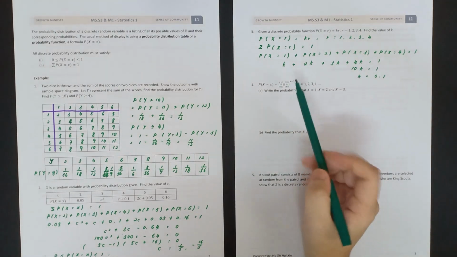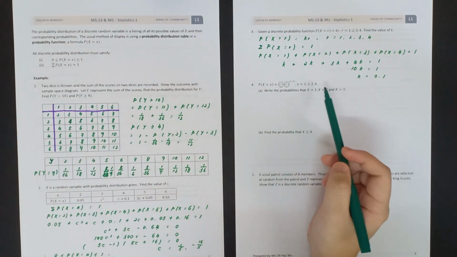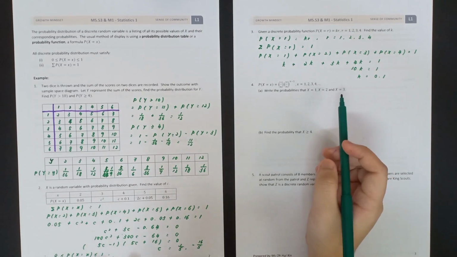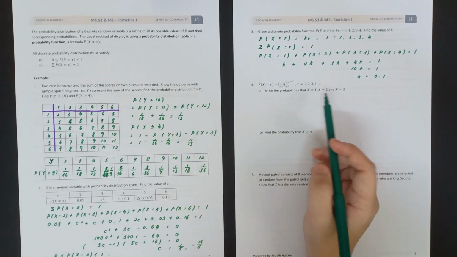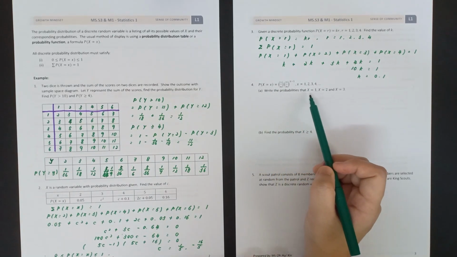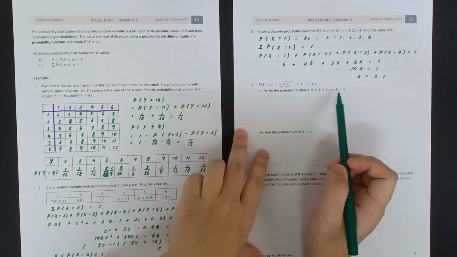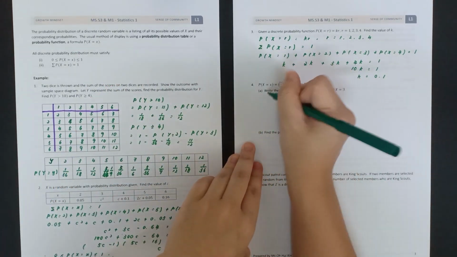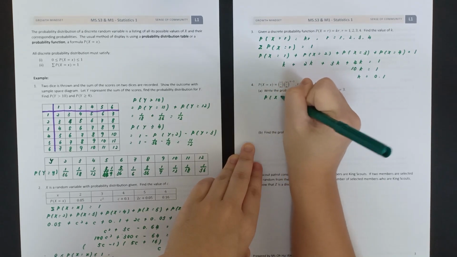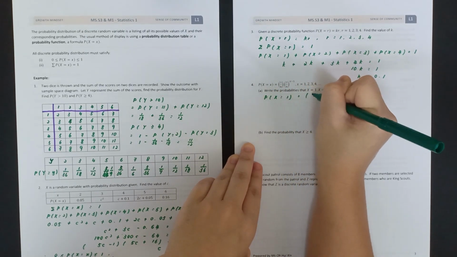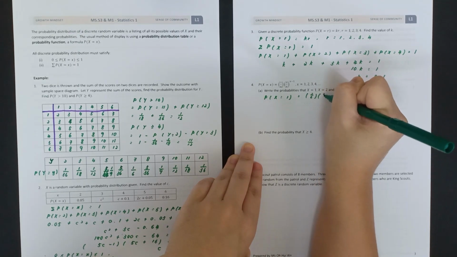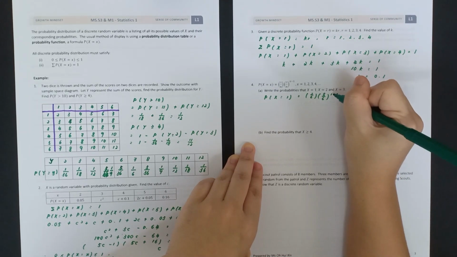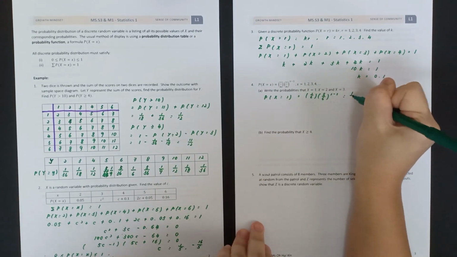Okay, number 4. So this is another probability function also, which gives the exact values that x can accept. For part A, write the probability that x equals 1, x equals 2, and x equals 3. So what you try to do is just substitution, like an equation. So probability when x equals 1 equals 1 over 6 times 5 over 6 to the power of 1 minus 1. This basically equals to the power of 0, so you get 1, so 1 over 6.